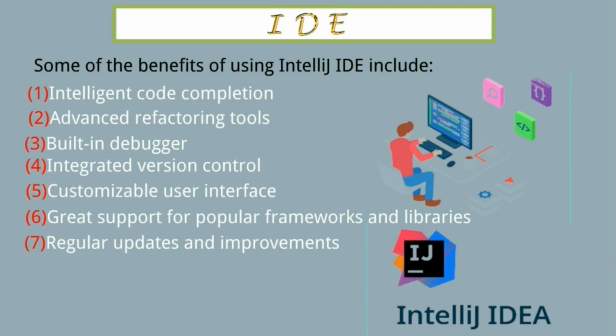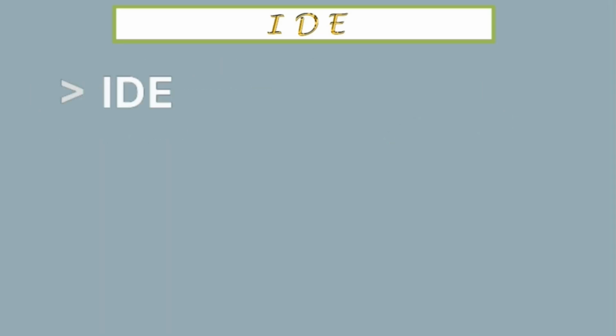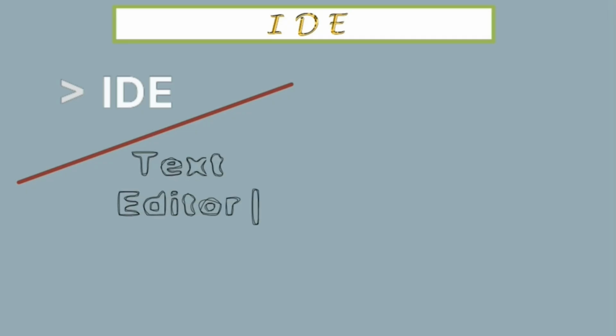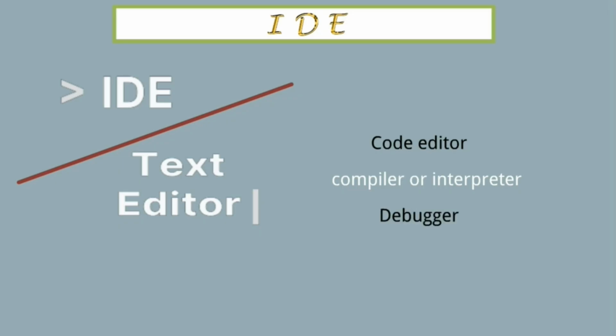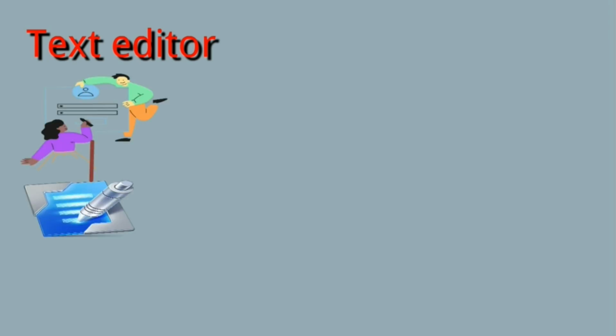All right, to summarize, let's compare the IDE to a text editor. An IDE typically includes a code editor, compiler, and interpreter and debugger, right? Providing a comprehensive set of tools for full software development lifecycle. Now, in contrast, a text editor is a simple program for creating and editing plain text files and does not include all these IntelliJ IDEA or IDE cool features.